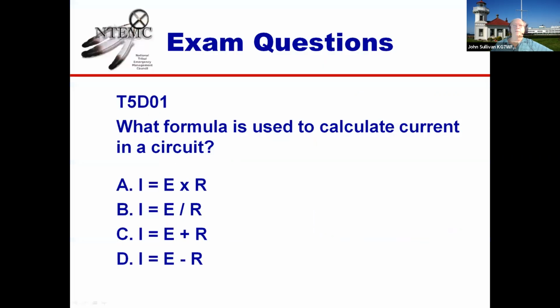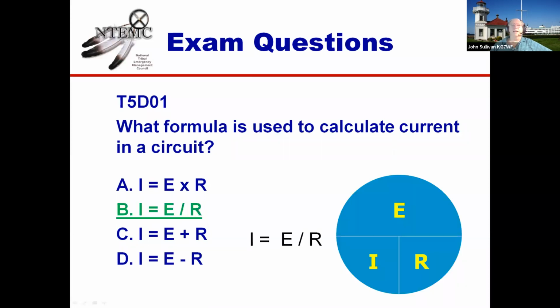All right, moving on. What formula is used to calculate current in a circuit? All right, I'm going to walk through this for you. So those are the options, right? The answer is going to be I equals E divided by R, because again, we look at that circle, we're trying to find I, we put our thumb over the I, we see it's E divided by R. So current equals voltage divided by resistance.